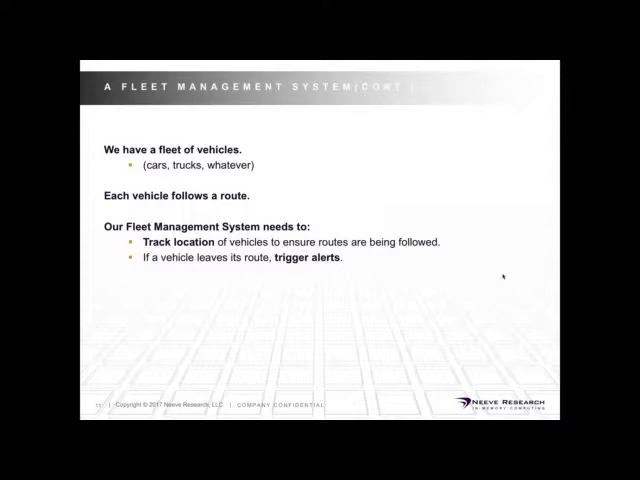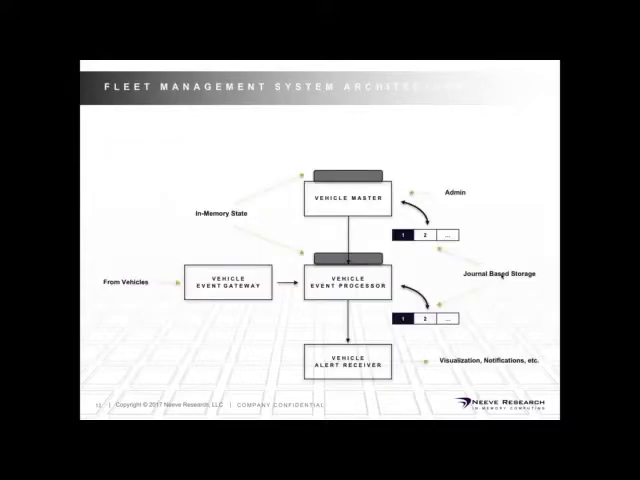We have a bunch of vehicles driving around. Each vehicle has a predetermined route. We need to track the location of vehicles and raise some kind of alert if they leave their route. So let's take a look at how we might architect the backend for a system like this.